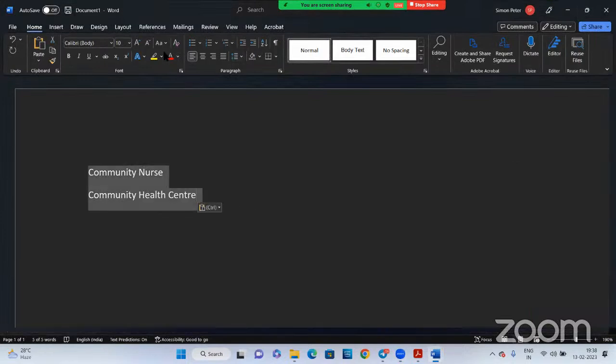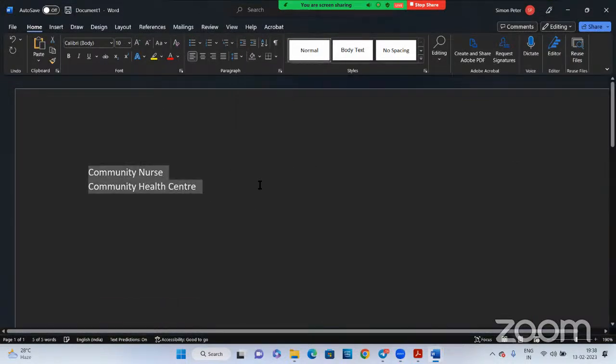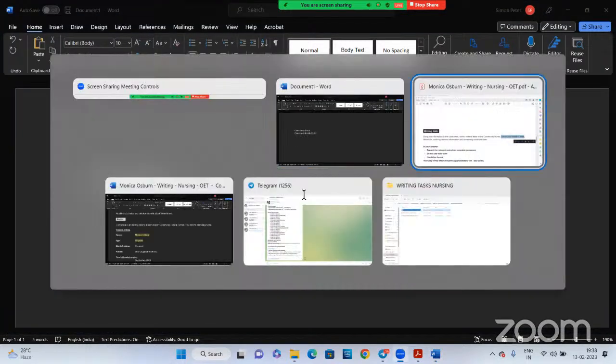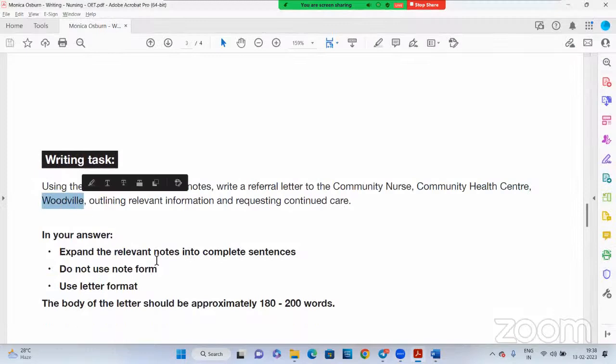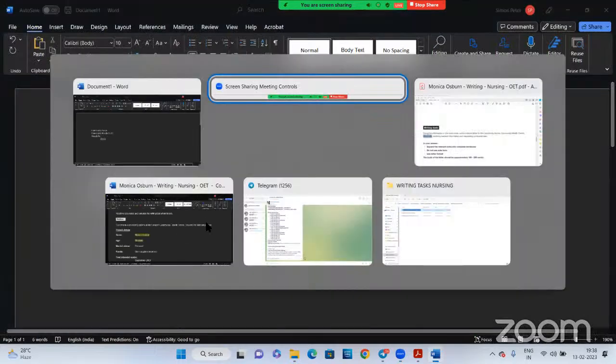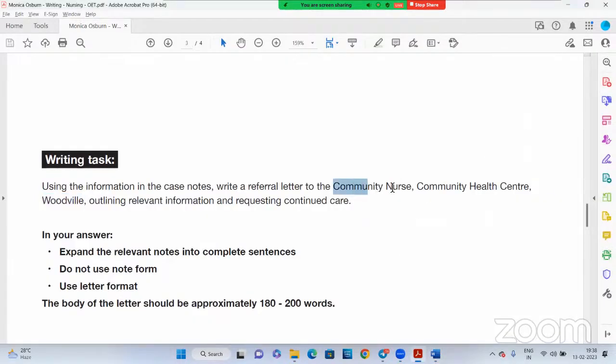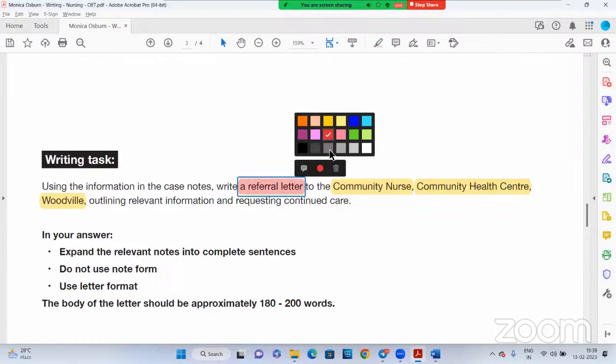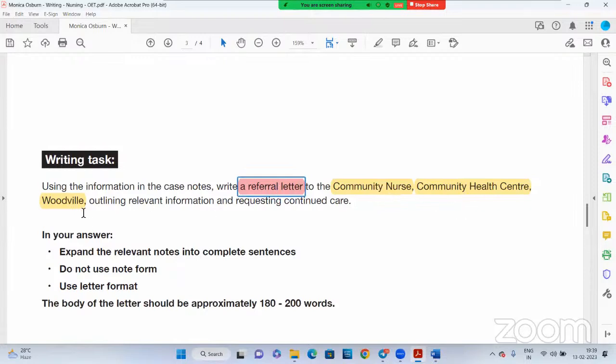Community health center. Then next, Woodville. So this is called relevant, finding out relevant information. So community nurse, community health center, Woodville. So that's it. Then this is a referral letter, remember that. This is a referral letter, be careful. Referral letter. So we have written the address, 3 lines are there in the address.